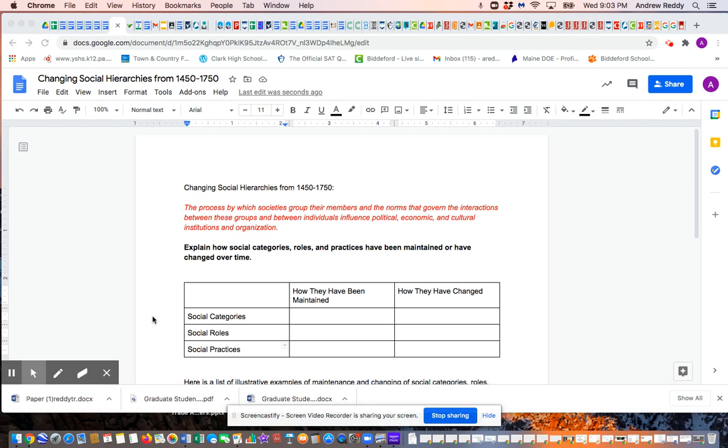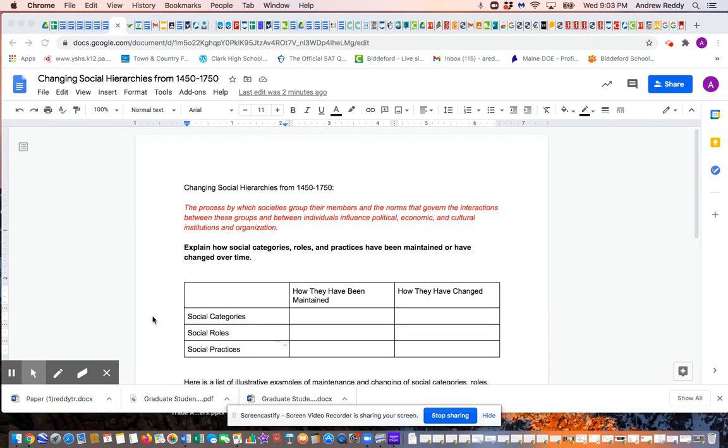This assignment is called Changing Social Hierarchies from 1450 to 1750. Many social hierarchies changed during the Age of Exploration and the fact that land-based empires, particularly in Europe, were engaged in exploration, which ended up changing social hierarchies. What we mean by this is the process by which societies group their members and the norms that govern the interactions between these groups and between individuals, and how they influence political, economic, and cultural institutions and organization.